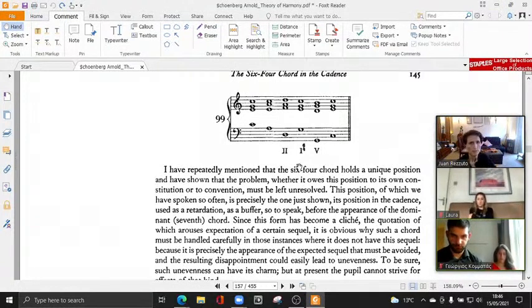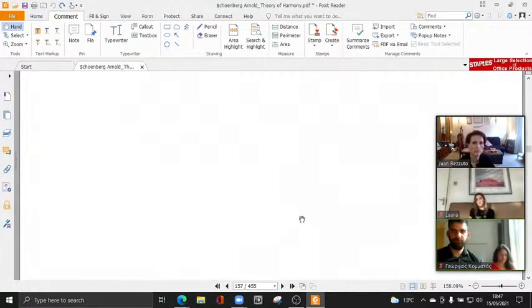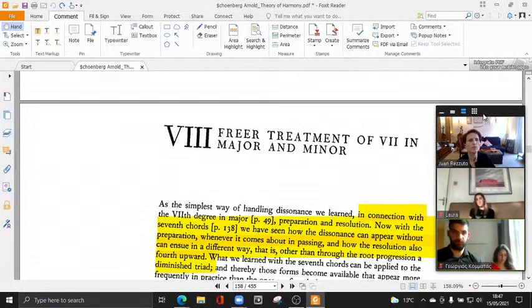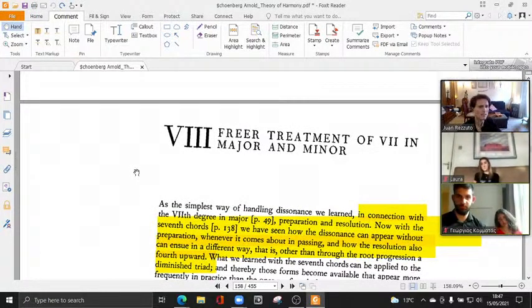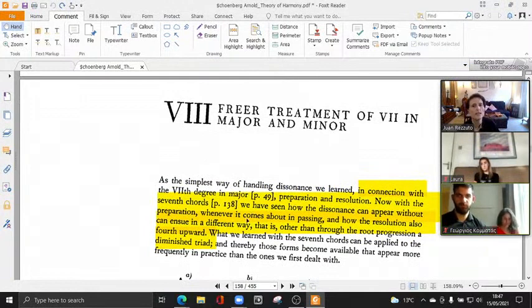Also you can even use the second degree in root position. That's more than fine as well. And now freer treatment, last thing, this is going to be very short. Freer treatment of the 5th and 7th degree in major and minor. As the simplest way of handling dissonance we learned in connection with the 7th degree major, preparation and resolution.